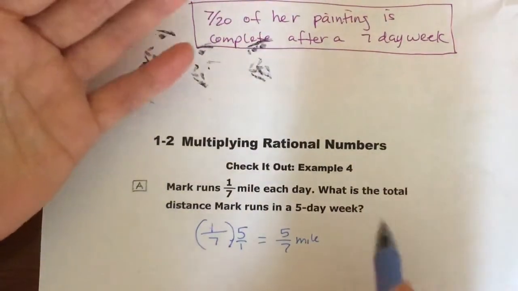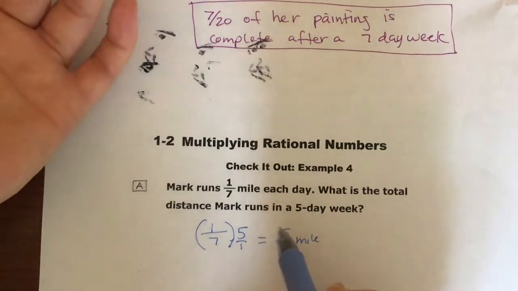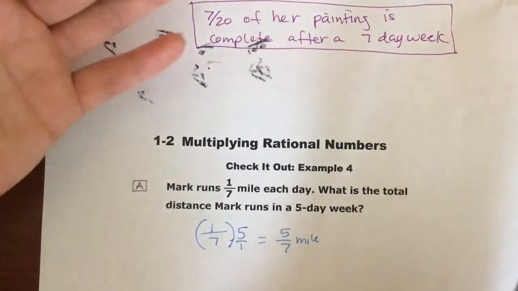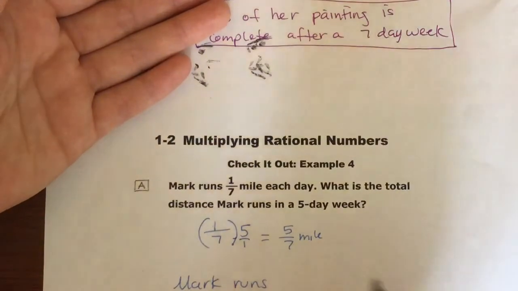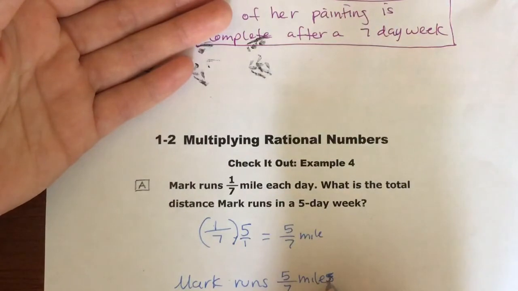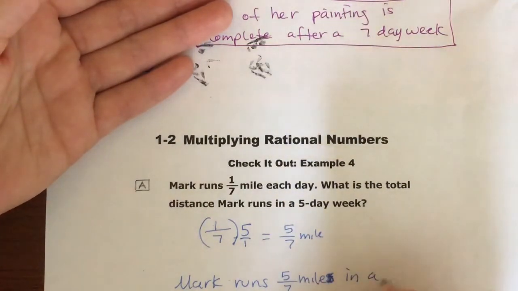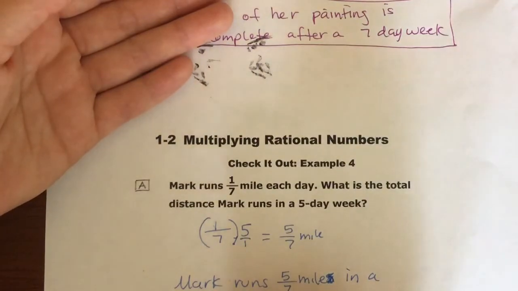Okay, so what is the total? It's always good to go back and read the question and just answer it completely. What is the total distance Mark runs in a 5-day week? Well, Mark runs 5/7 of a mile in a 5-day week.